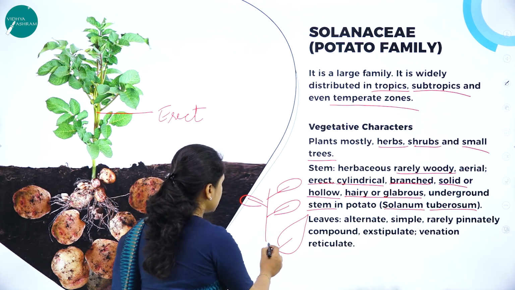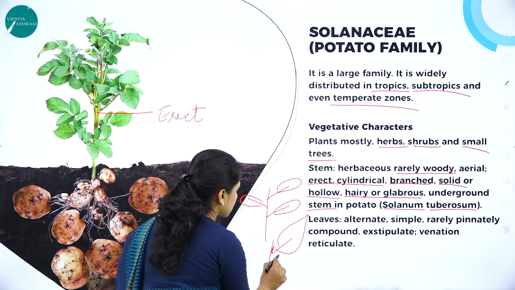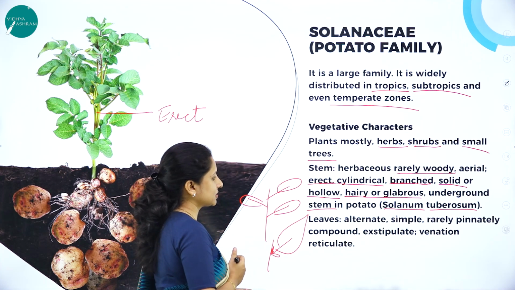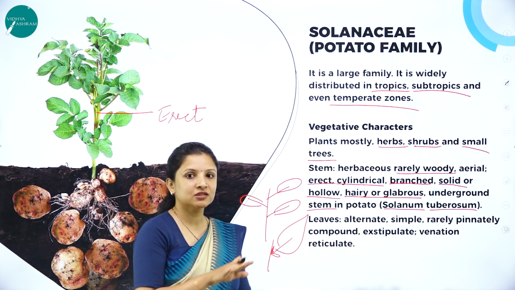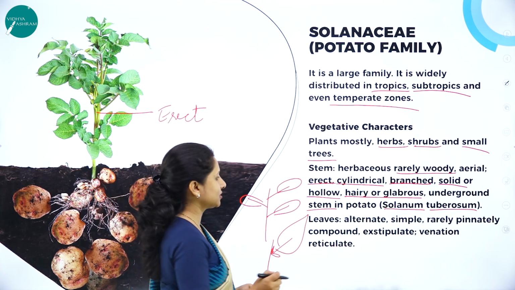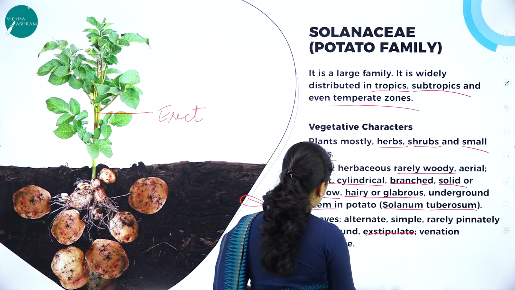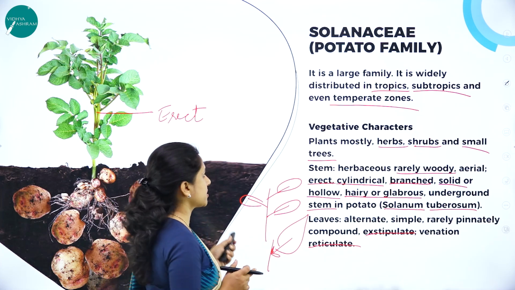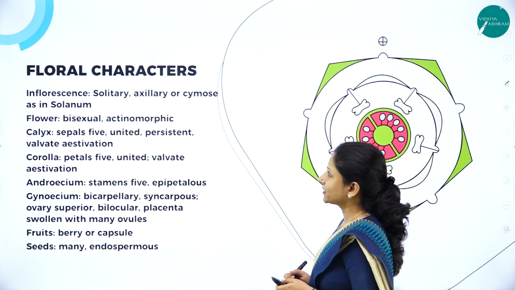What are stipules? Stipules are small leaf-like structures that are developed at the leaf base or base of the petiole. Those are stipules. So, exstipulate means they do not have stipules. And they have reticulate venation. Of course, because it is a dicot, they'll have reticulate venation. Next, talking about the floral characters.